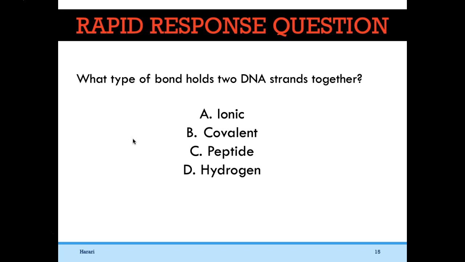What type of bond holds the two DNA strands together? Right. The answer is D, hydrogen bonds.